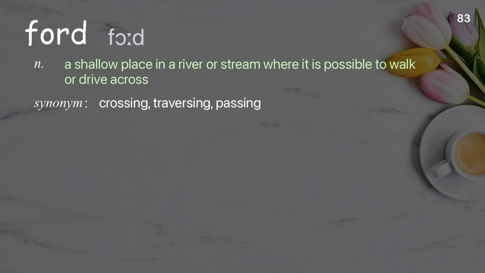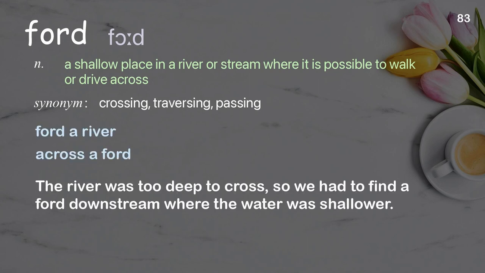Ford. A shallow place in a river or stream where it is possible to walk or drive across. Examples: Ford a river, Across a ford. The river was too deep to cross, so we had to find a ford downstream where the water was shallower.